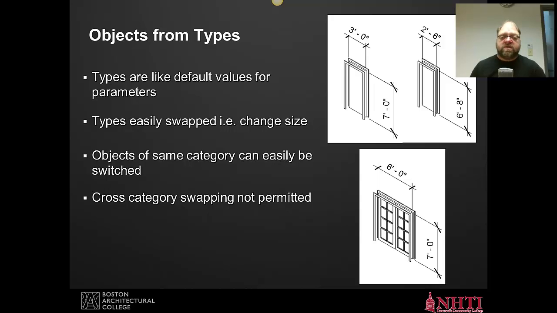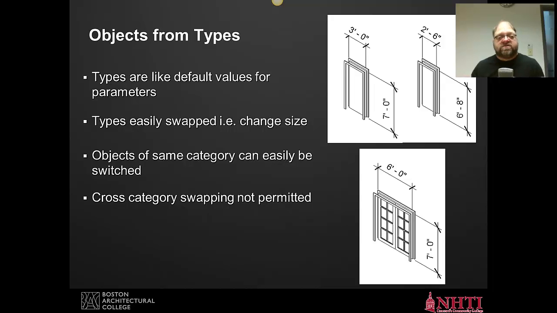So what's nice about this is types are really easy. You can swap types in and out. So you can place something, and then if you find out later you need to make a different size or whatever, you can swap out a different type really easily as well. Now objects can be swapped between categories as well. So say for example you would place one of those doors at the top that's just a single solid panel door somewhere, and then later your client came along and they said, boy, it'd really be nice if I had French doors.